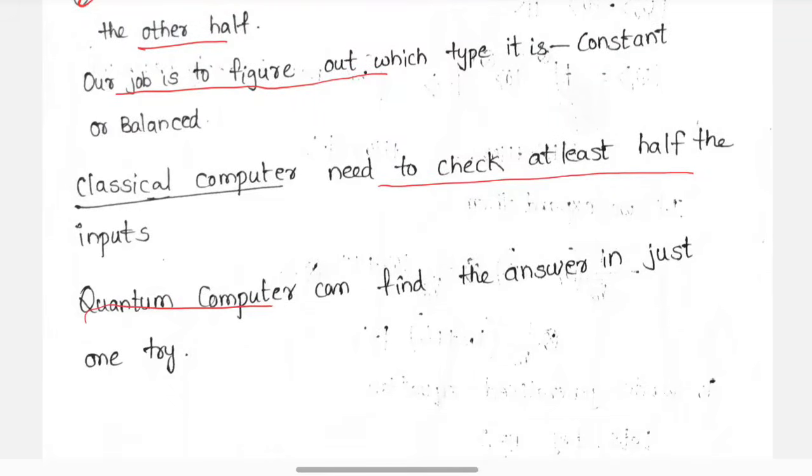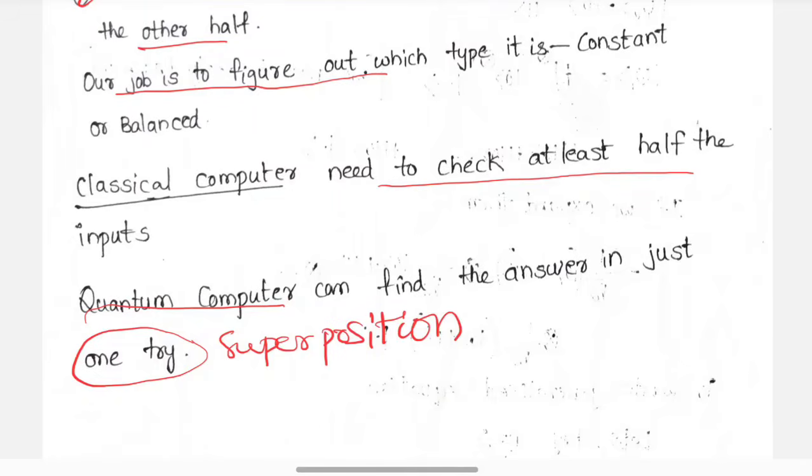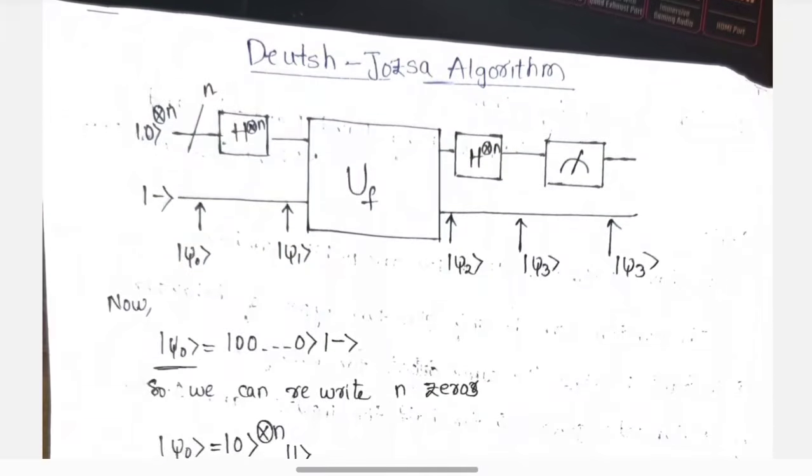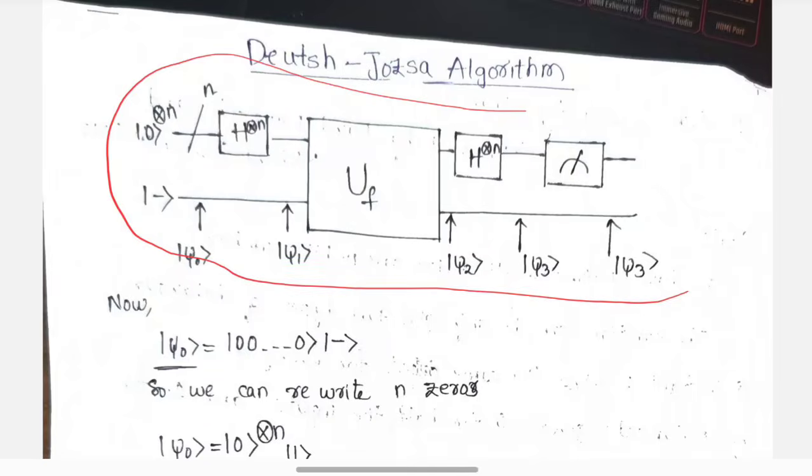But in a quantum computer, we can find the answer in just one try. This will be done using superposition. Now this is the circuit for the Deutsch-Jozsa algorithm.